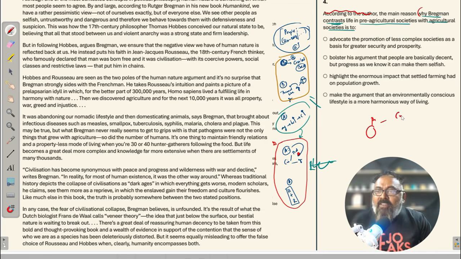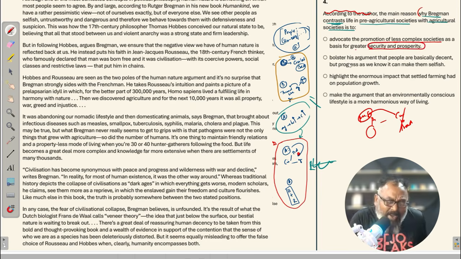Why did he say that pre-agriculture is awesome? Because he wants to say that civilization is bad. People are good, civilization is bad. That's what he wants to say. Advocate for the promotion of less complex society? He did not promote less complex society as a base for greater security and prosperity. What is security and prosperity? We need a little more security. With fewer people, we are more secure. Nobody will come to attack me, there is nobody, I am alone. I'm very secure because I'm alone in this entire universe.